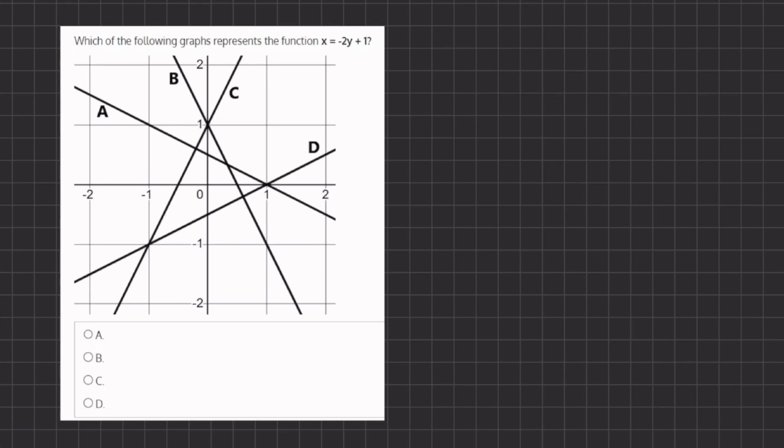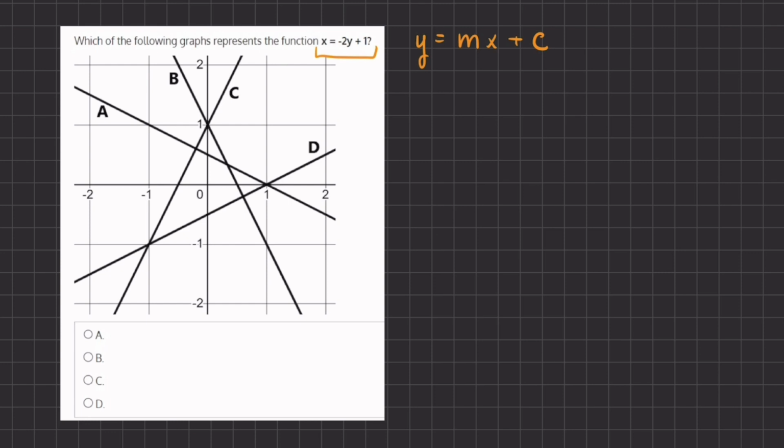All right, so in this question, we are given a set of graphs, and we want to see which of the following graphs represents the function given. All right, so let's turn this function into our point slope form. So we have y equals mx plus c. This is the form that we want to turn our function into.